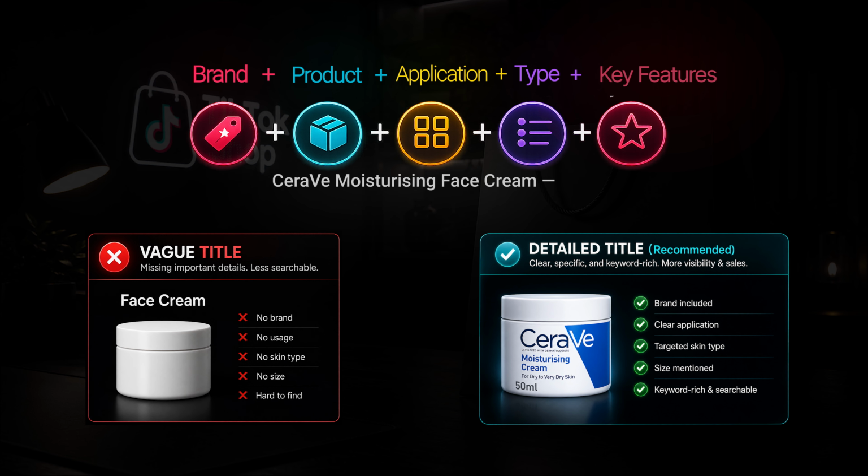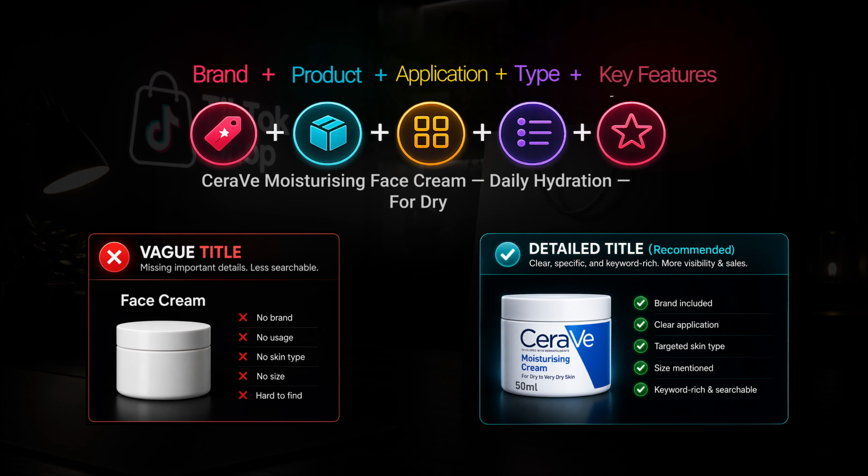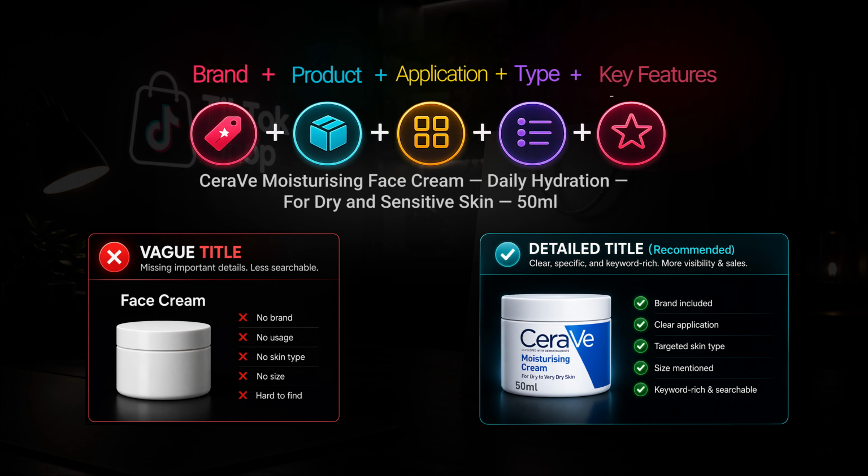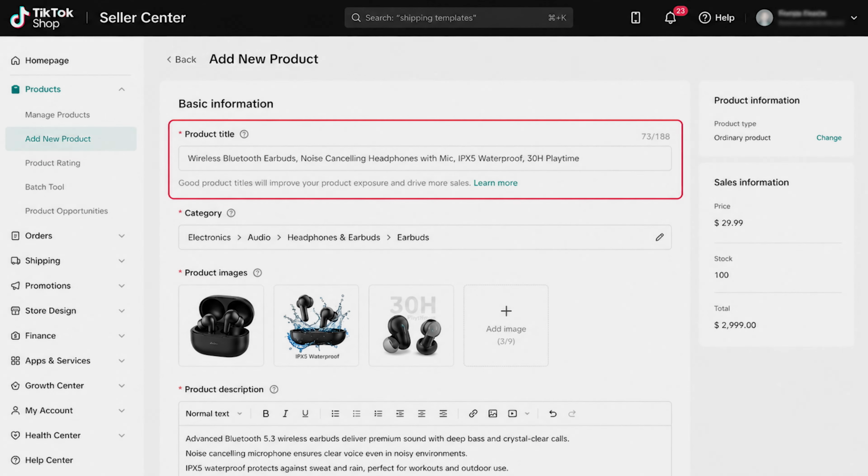Instead of writing something vague like face cream, you'd write CeraVe, moisturizing face cream, daily hydration for dry and sensitive skin, 50 milliliters. See the difference? The second title tells the customer exactly what it is, who it's for, and what makes it worth buying. And it's packed with keywords that someone might actually search for: moisturizing face cream, dry skin, daily hydration. Here's where you enter the title. You'll notice there's a character limit, so be strategic. Put your most important keywords towards the front of the title, because that's what shows up in truncated previews on mobile. A good rule of thumb: write your title for a human first, then check that it includes the keywords a customer would actually type into a search bar.